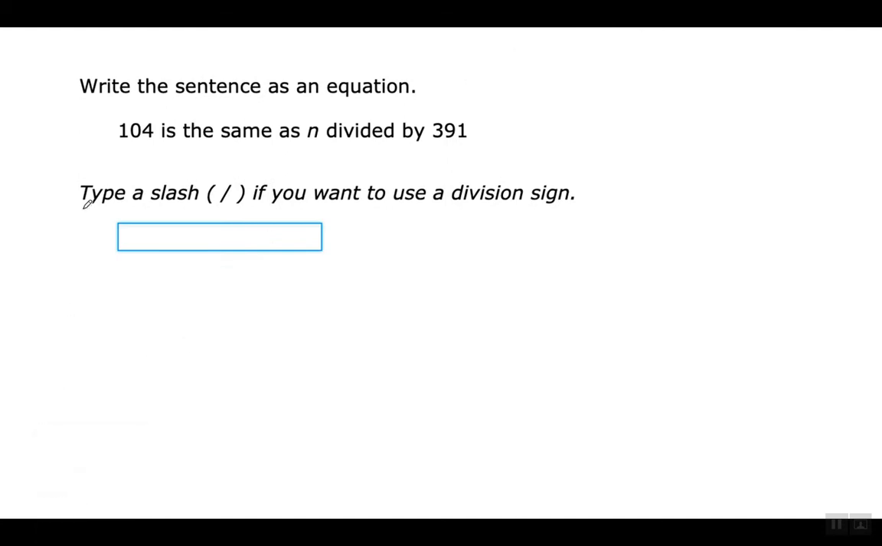104 is the same as, 104 es lo mismo que, is the same as n divided by 391. Notice right here it says you could type a slash if you want to use a division sign. Aquí dice que podemos poner este slash, esta línea, esta raya para división. Alright, so the answer you would just write like this: 104 equals n slash 391. 104 es lo mismo que n dividido por 391.